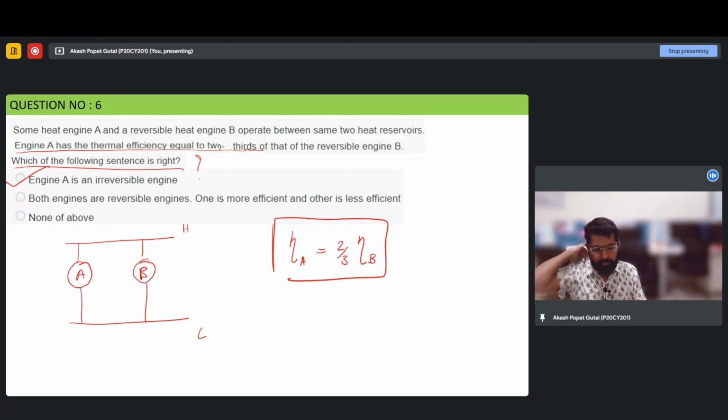Why? Because we know that the maximum efficiency can be achieved only using the reversible heat engine, and there will not be any other type of engine operating between these two temperatures which can give us more efficiency than the reversible. So taking that statement from the second law of thermodynamics, engine A is an irreversible engine is the right answer. It should be the irreversible engine because its efficiency is less than the reversible engine.